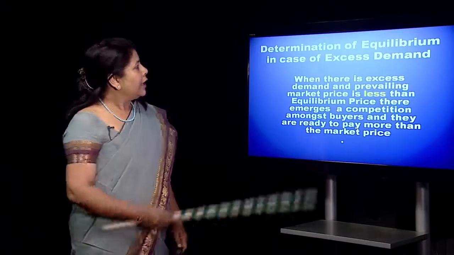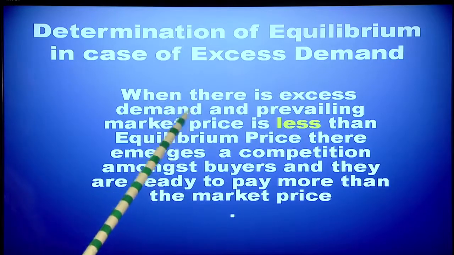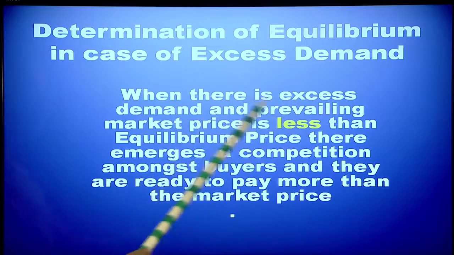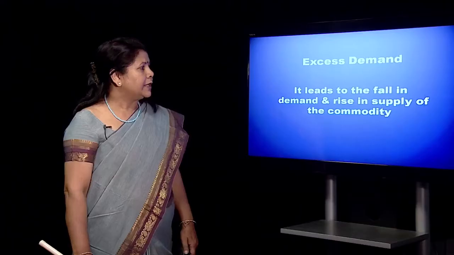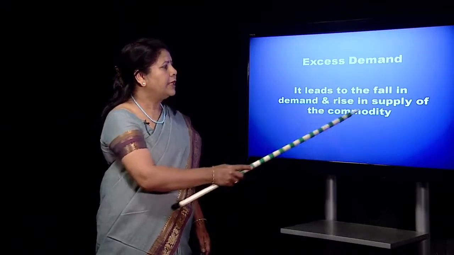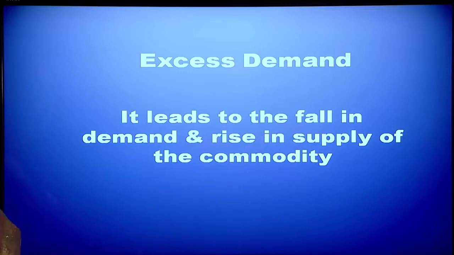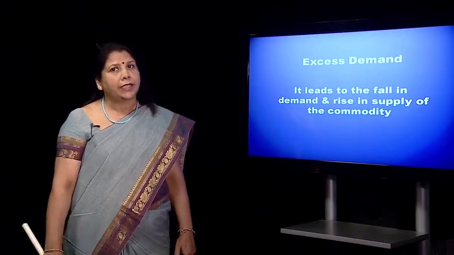Now, in case of excess demand, when there is excess demand and prevailing market price is less than the equilibrium price, there emerges a competition amongst buyers and they are ready to pay more than the market price. This leads to the fall in demand and rise in supply of the commodity. Increased price means fall in demand and increased price means rise in supply.